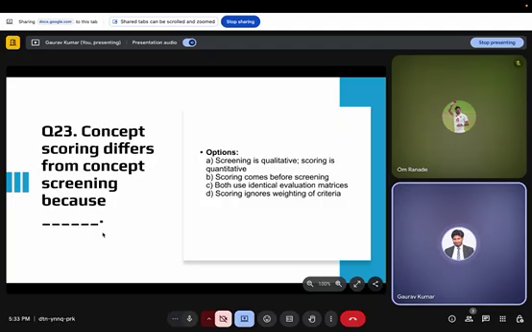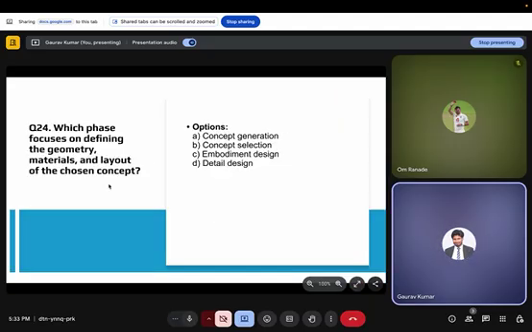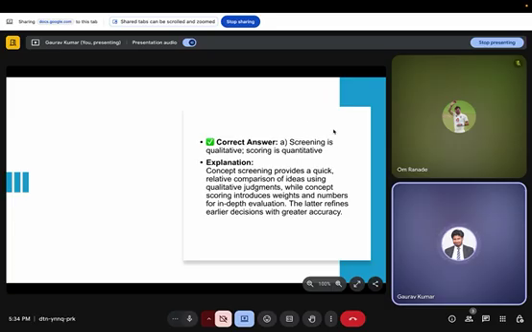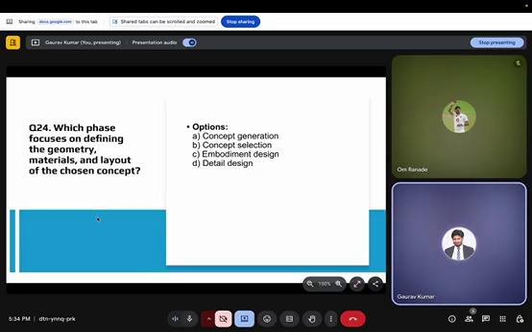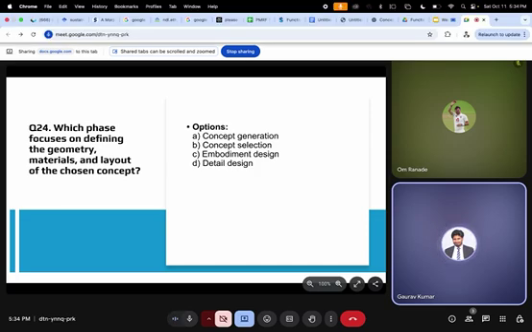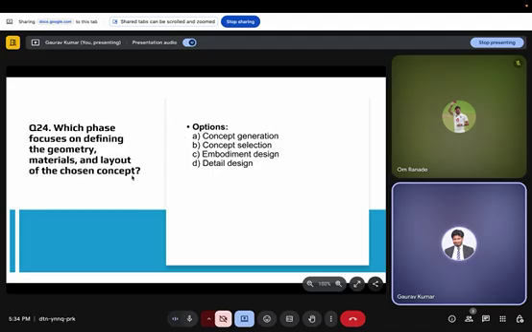Moving towards the next one, please go through this slide. Okay, screening is qualitative, scoring is quantitative. So next is question number 25, which phase focuses on defining the geometry, materials and layout of the chosen concept? So the right answer is option C, embodiment design.